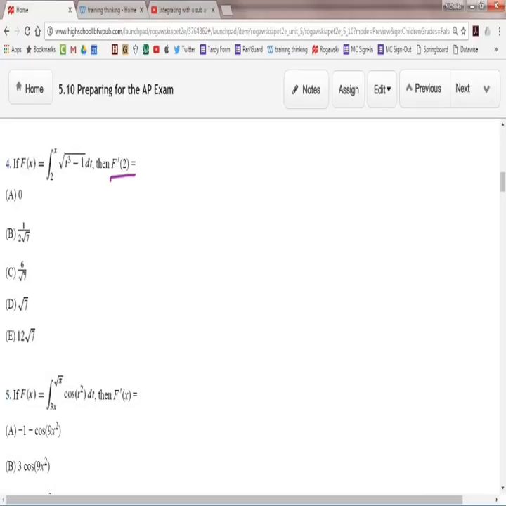Let's attack number 4 here. Number 4 says find f prime of 2. So that means we're going to take f, take the derivative of it, and then plug in 2. The beautiful part is that f is written in integral form. And because of the fundamental theorem of calculus part 2, we know that this number doesn't matter. That 2 is just a constant. This x is just going to replace the t. So we have the square root of x to the third power minus 1. This equals f prime of x.